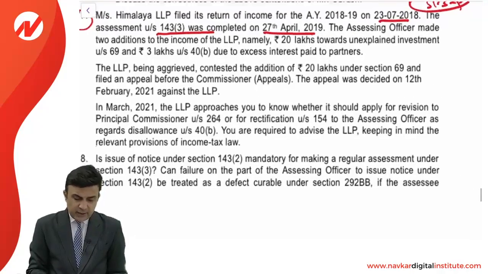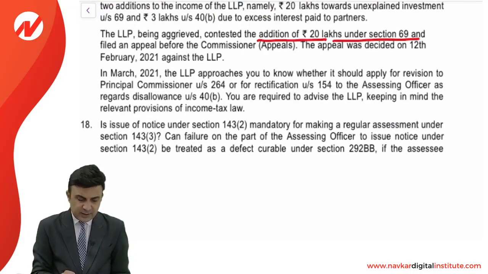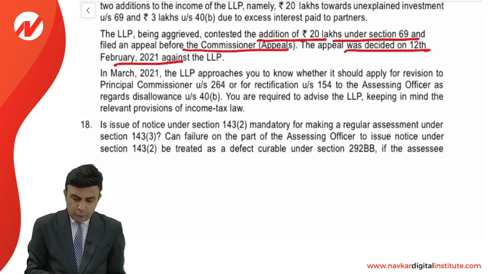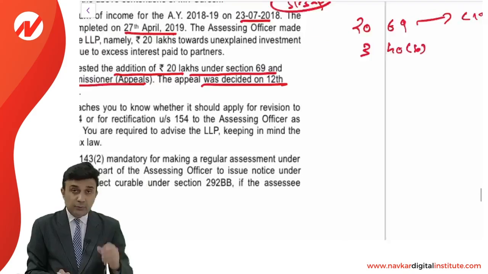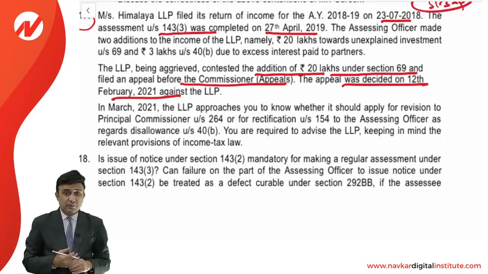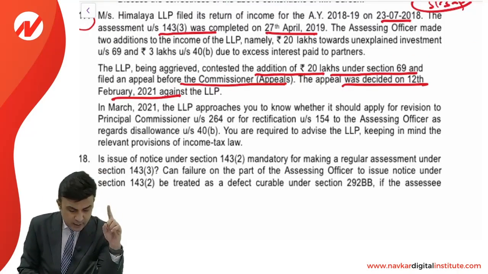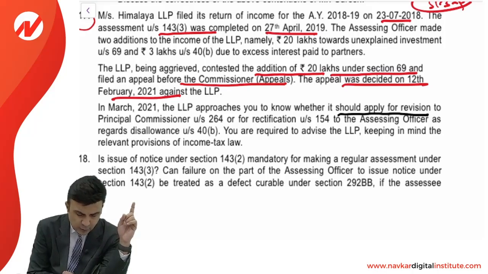LLP, aggrieved against the same, contested the addition of 20 lakh under 69 and filed an appeal before CIT Appeal. The appeal, however, is decided in February 2021 against the LLP. So now for this section 69 addition, as CIT Appeal has given the order, you can only move to ITAT. Now something different comes to the mind of this LLP, maybe advised by the chartered accountant. In March 21, after the order of CIT Appeal, LLP approaches you to know whether it should apply for revision to the Principal Commissioner of Income Tax under section 264 or rectification to AO as regards 40B is concerned.